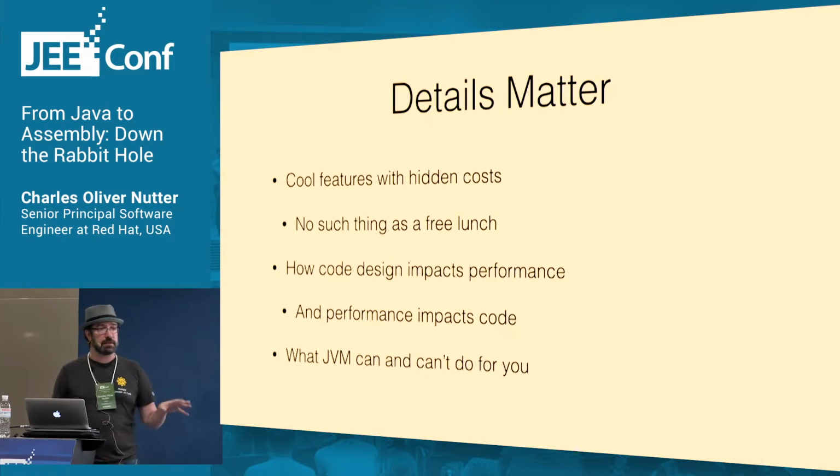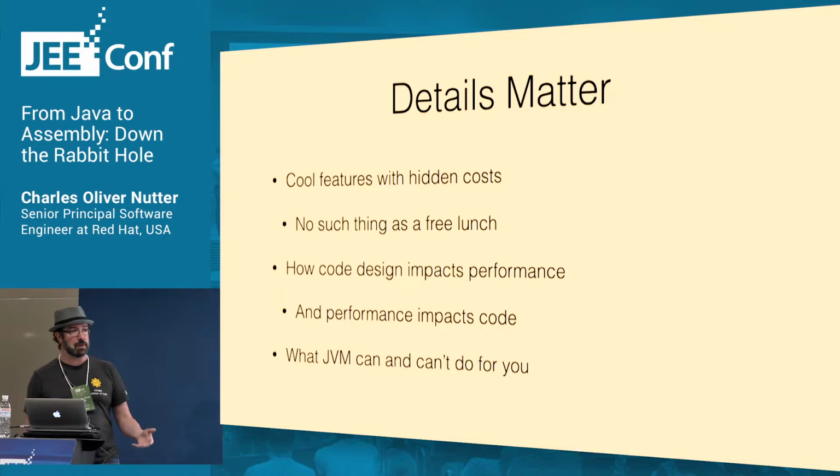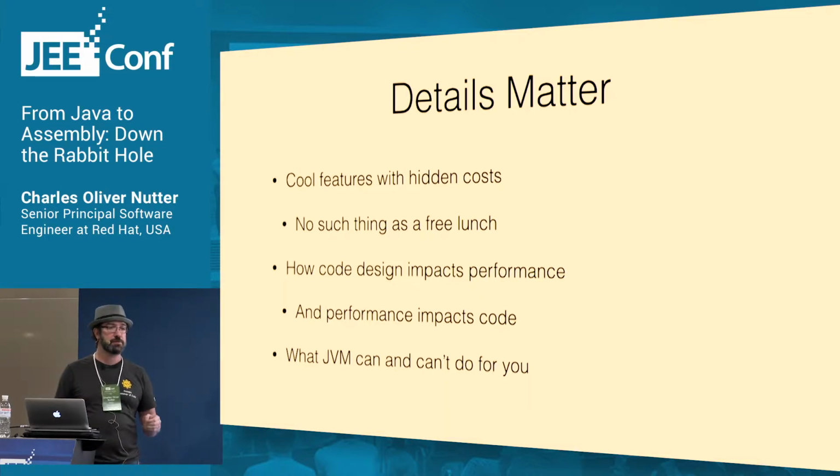The truth is that these details matter. All of these cool features that we have on the JVM, like lambdas and so on, they all have a hidden cost. And if we understand that cost, we can make better decisions about which features to use and how to use them. And how you write code is going to impact the performance of your application. The more cool new features you use, the more those features are going to impact the way your application runs. And so today we'll try to understand a little bit what the JVM can and can't do for you and how to do a better job.